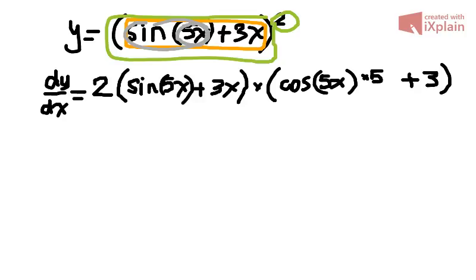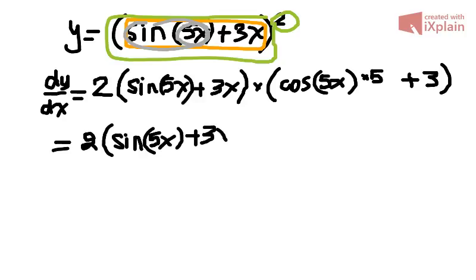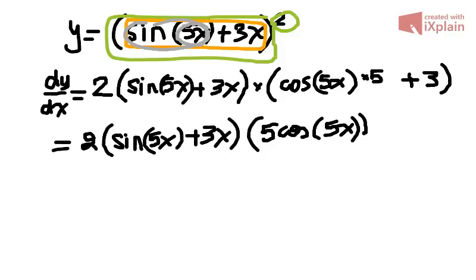Probably nicer to write that 5 at the front. We'll do that on the next line. So just adding up now, we have 2 multiplied by sine of 5x plus 3x multiplied by, open brackets, 5 at the front, cosine of 5x plus 3.